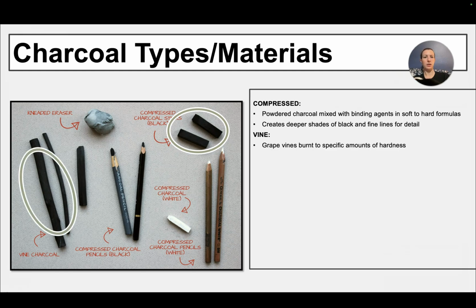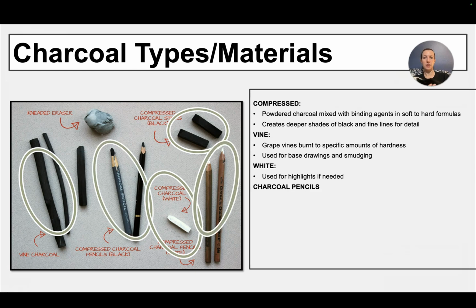Vine charcoal is actually grapevines burnt to different amounts of hardness, but they're really used for the base and for smudging. They're more gray looking than compressed. You're not going to get that really dark black from vine, but it's a good place to start. And that's what I usually use to cover my surface before I start drawing. There's white, which you can use for highlights. And then pencils. The pencils come in a range, just like graphite pencils. So you'll have a 2B, a 4B, a 6B, a white. Those are good for really tiny details.